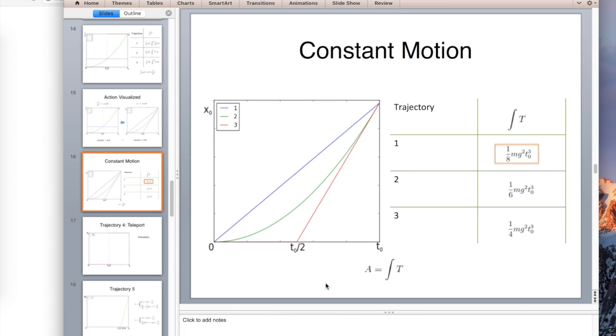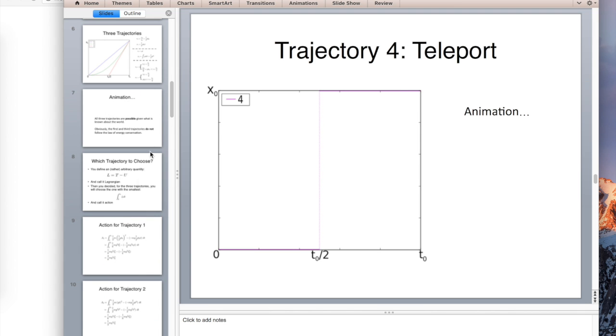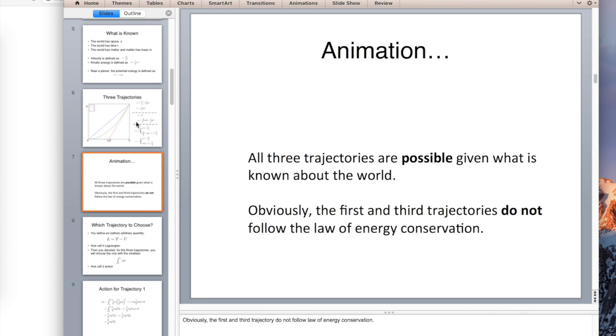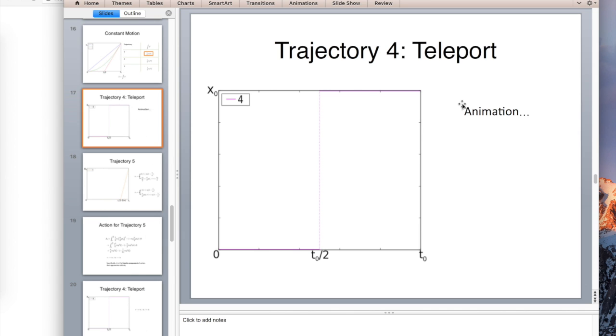Next, let's think about a more interesting trajectory, which is a teleport. In this trajectory, the ball stays still until half T0, and after that, it teleports to the end point, and then stays still until T0. Given all we know about the physics in the world we designed, and the definition of action in this slide, teleport is allowed. It's as valid as all the three other trajectories we have discussed.